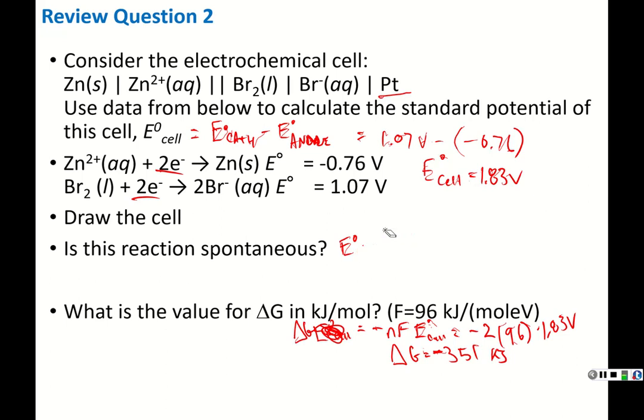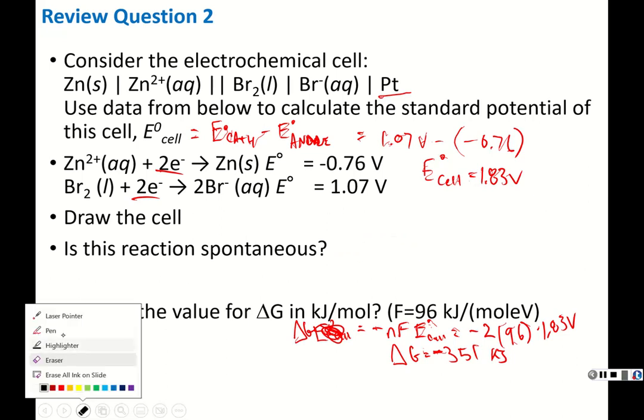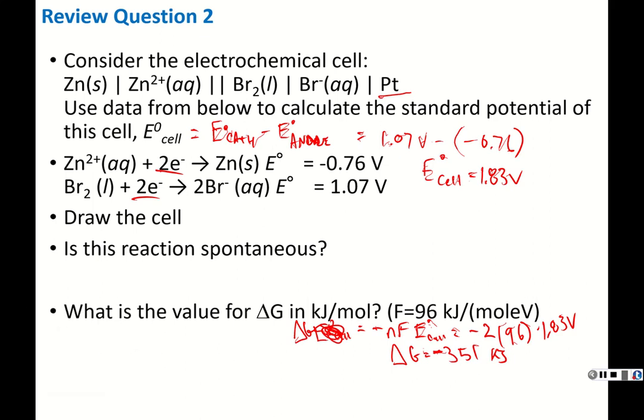I will draw it up here in this little space. Erase that. Okay, so how would we draw this? We would draw, for the anode first, zinc 2+ in solution and zinc metal. And that would be connected to our cathode, which has a platinum electrode.